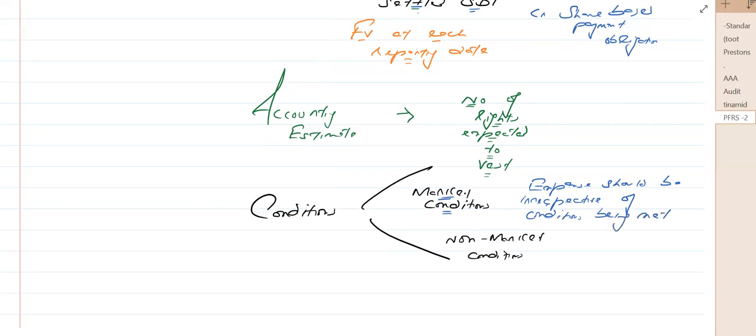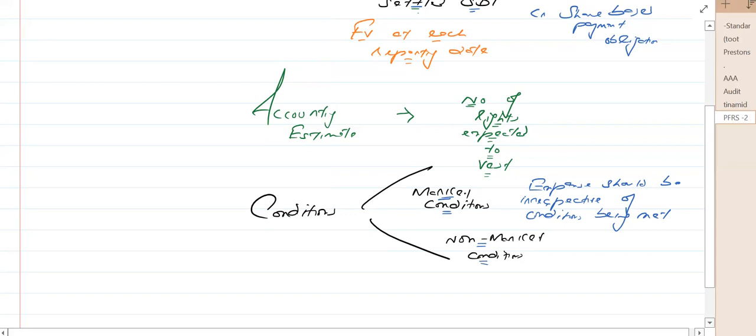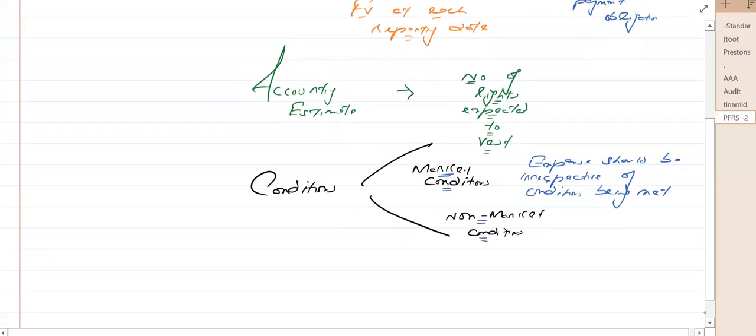And for example, if it is a non-market condition, like for example, the number of units and things like that, for example, you have to sell a certain number of units and the sales target, then that is a non-market condition that is being accounted for.